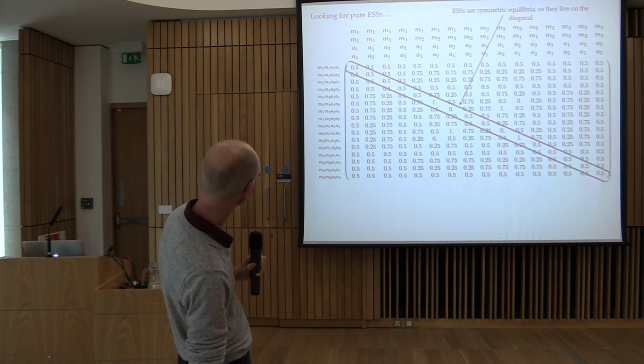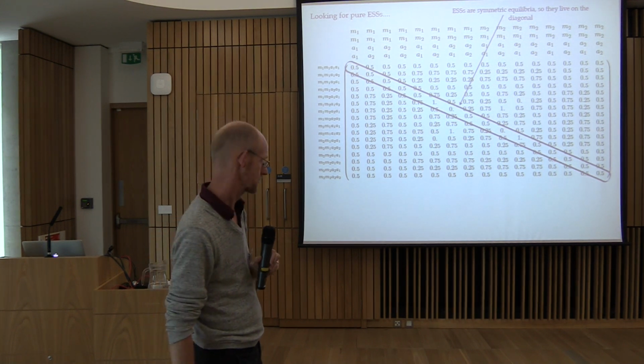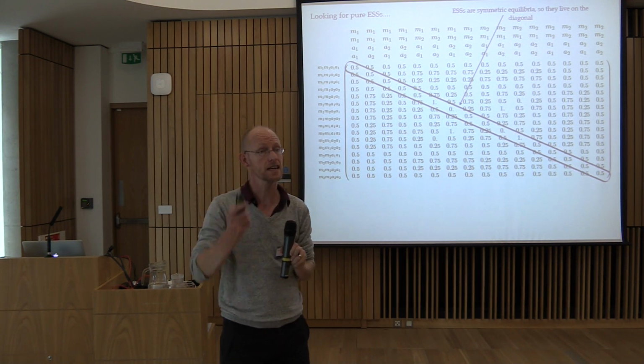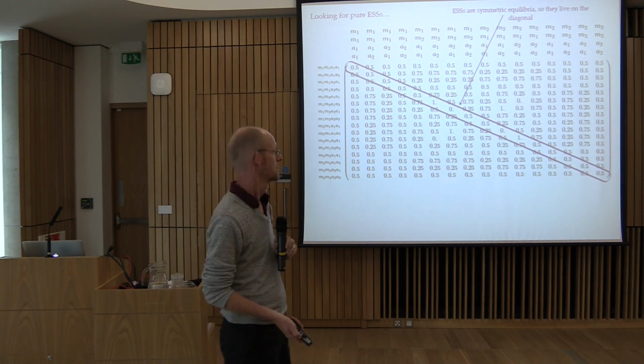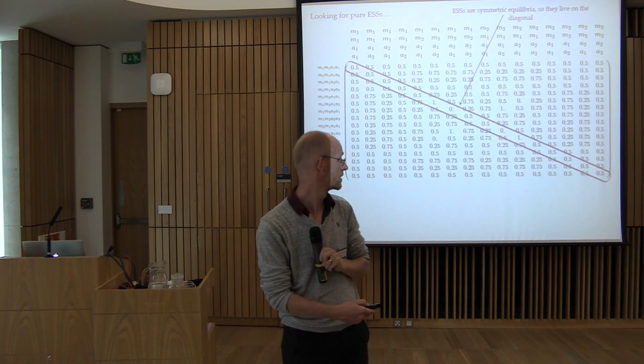So how many candidates do we have? 16 candidates. Because everybody has 16 strategies, and everybody is playing the same strategy, that's the symmetric equilibrium, so 16 possibilities. Now, some of them, of course, stand out.